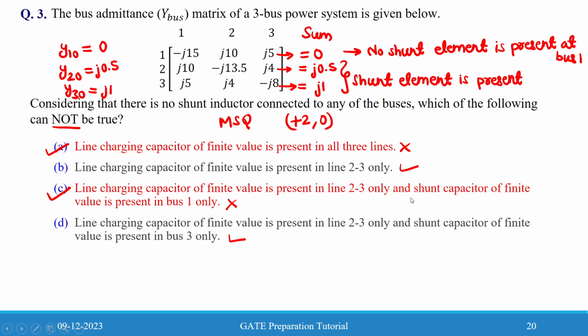After this, one says shunt capacitor of finite value is present in bus 1. This is incorrect. And the last option is that line charging capacitor of finite value is present in lines 2 and 3 only, and shunt capacitor of finite value is also present at bus 3 only. So both are correct. Here it is asking about what cannot be true, so A and C are the correct options for this problem.